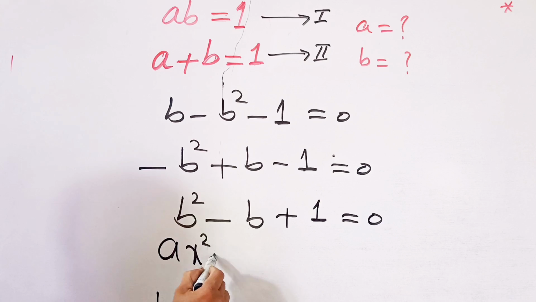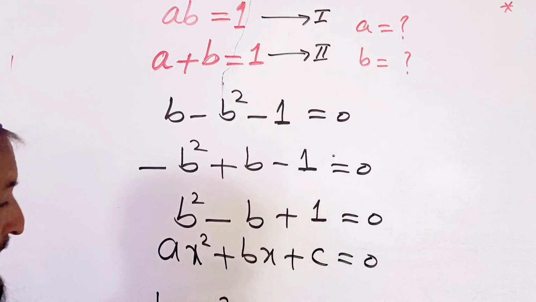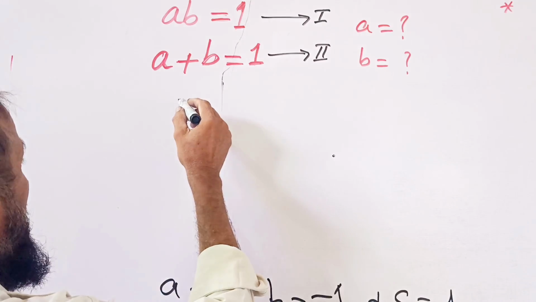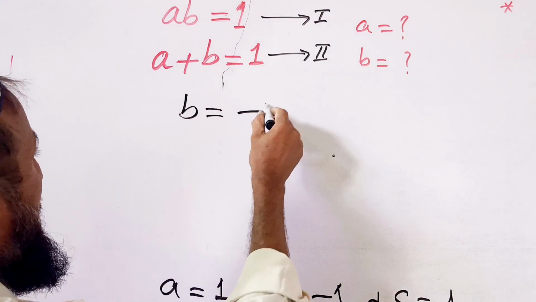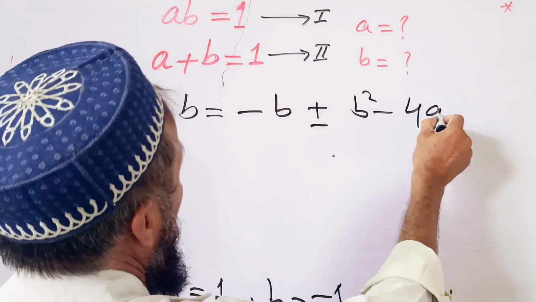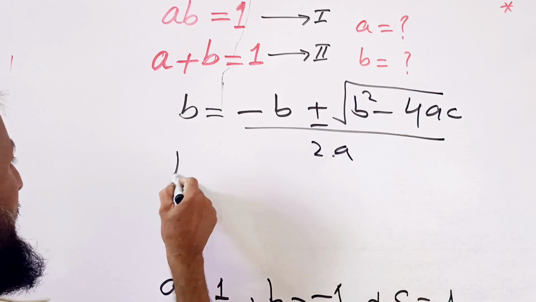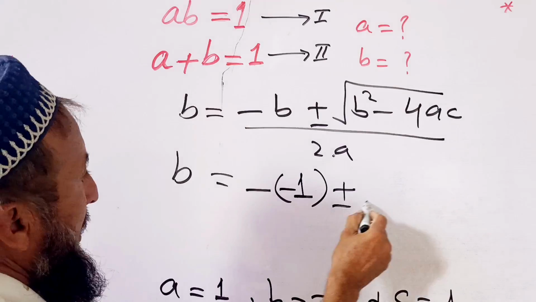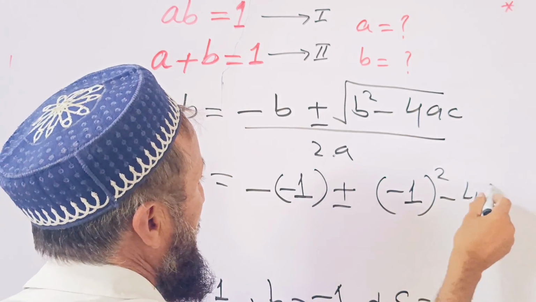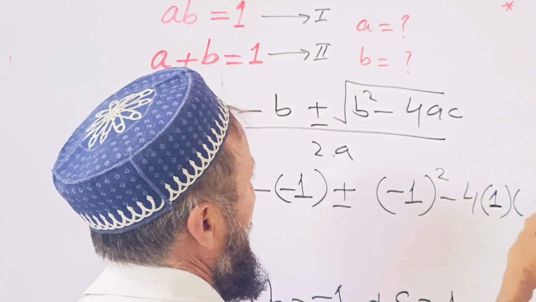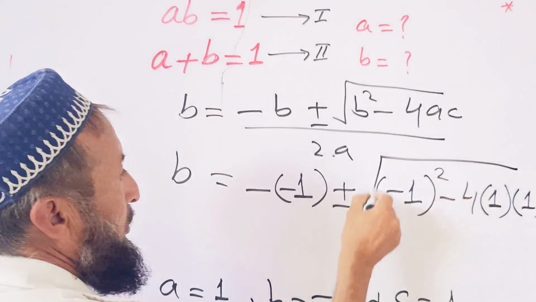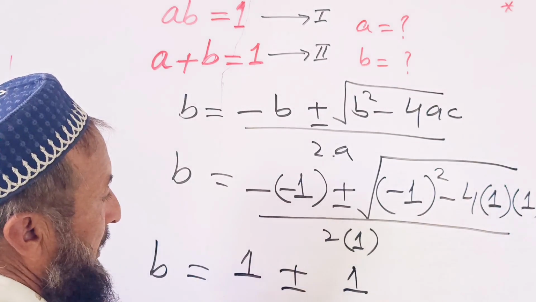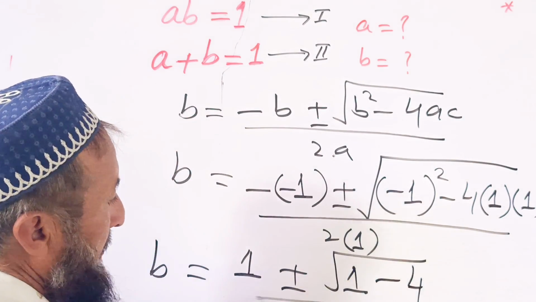If we compare with the quadratic equation, we get A is equal to 1, B is equal to minus 1, and C is equal to plus 1. We substitute in the quadratic formula. Because B is used here as a variable, we are using this formula: minus B plus minus the square root of B square minus 4AC, divided by 2A. Here B is equal to minus 1, A is 1 and C is also 1, both positive. Minus minus 1 gives 1, plus minus the square root of 1 minus 4, divided by 2.